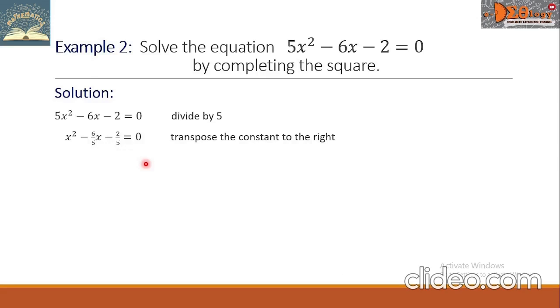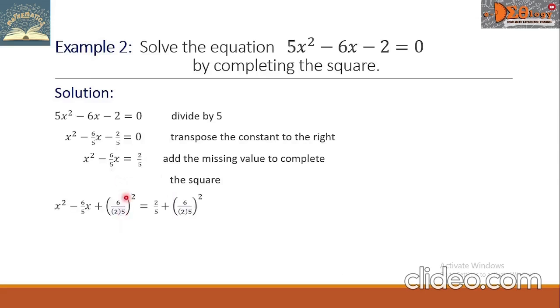Then we transpose the constant to the right. The constant is this negative 2 over 5. Now it comes to the right as positive 2 over 5. Then we add the missing value to complete the square. The left side we add by the quantity 6 over 2 times 5, that is raised to power 2. And this same value we add to the right.